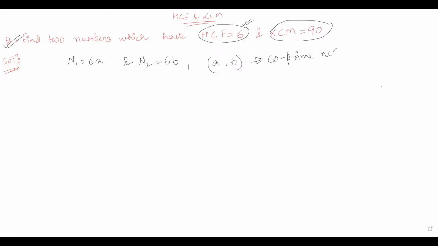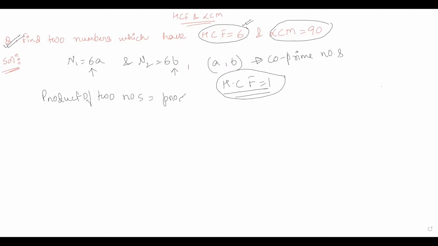Now, what are co-prime numbers? Co-prime numbers are those numbers whose HCF is 1. Why? Because all the factors will already be considered in the HCF 6. So a and b have to be co-prime, that is, their HCF has to be 1. Now, in the previous video, we have learned one thing, that the product of two numbers is equal to the product of their HCF and LCM.